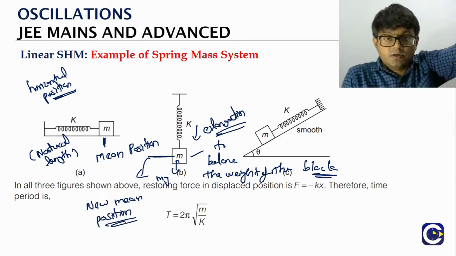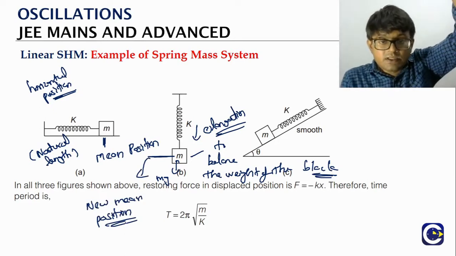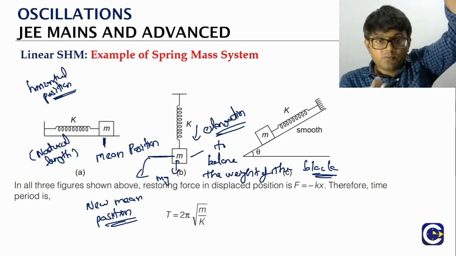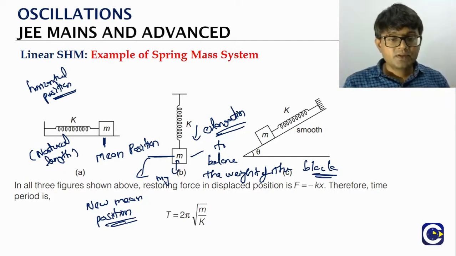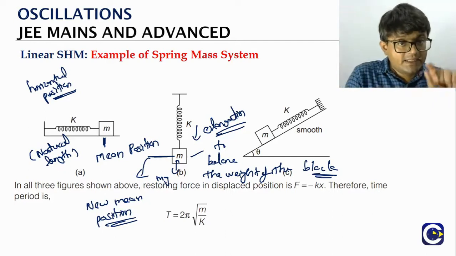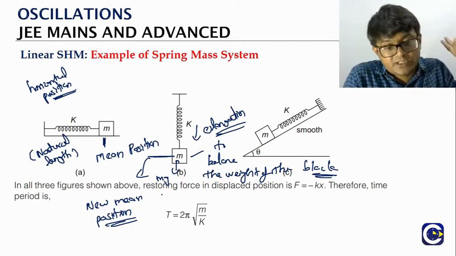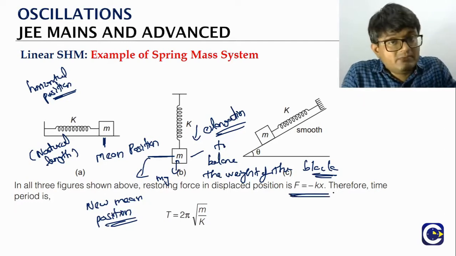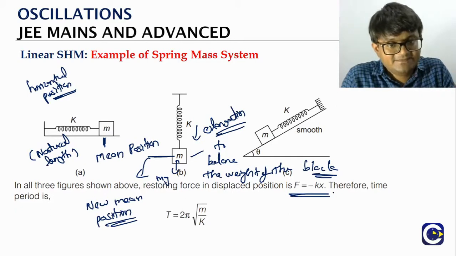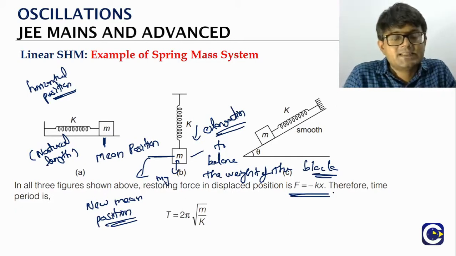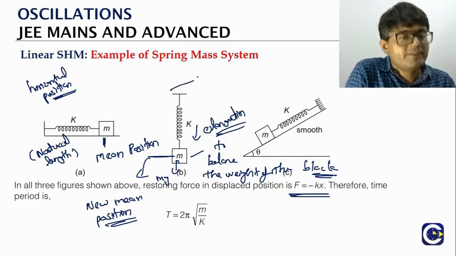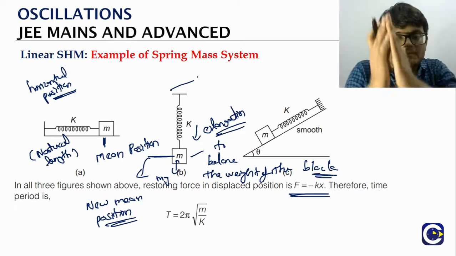New mean position. Now from here we will give a little bit of a pulling down or pushing up. So again, the displacement will be taken from the new mean position. So the relation will be the same. What is it? The restoring force will be equal to minus kx.